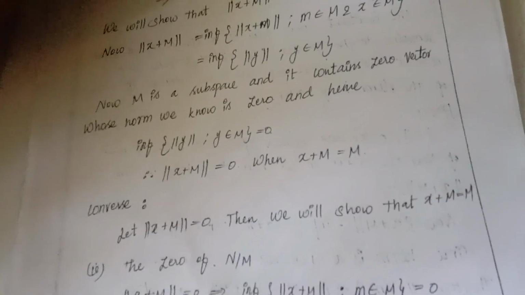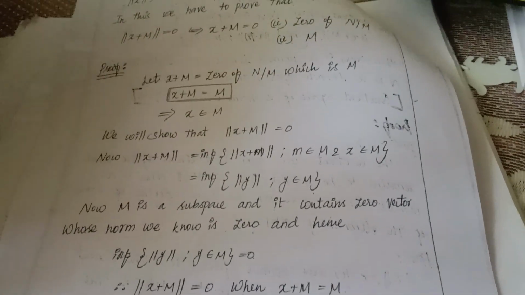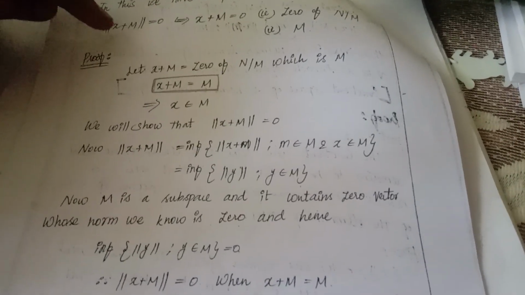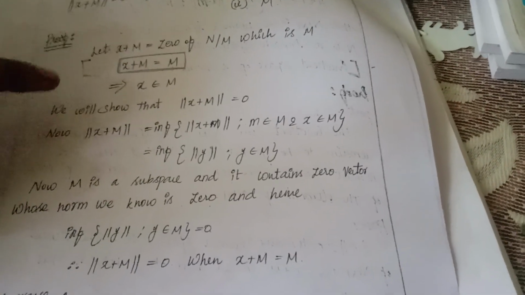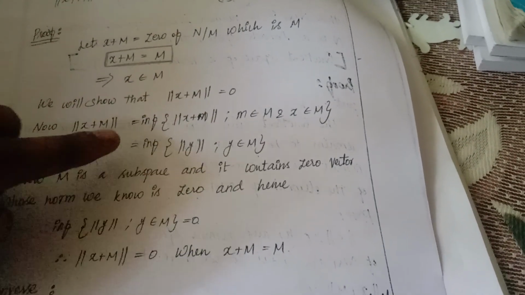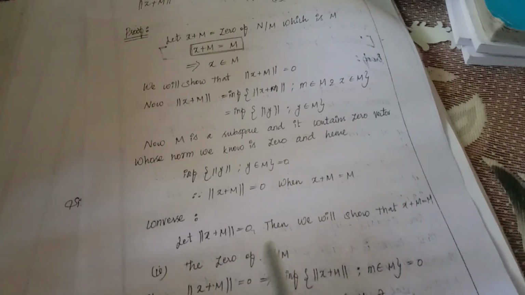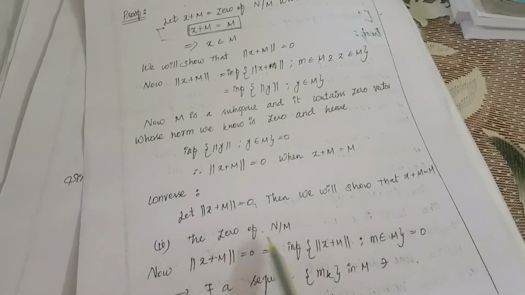We take x plus M equal to capital M, which is the 0 of X by M, and then we have to prove that norm of x plus M equals 0. So we take x belongs to M, and we shall show that norm of x plus M equals 0. Norm of x plus M can be written as the infimum of this value, which can be taken as norm y, and we know that a subspace contains 0. So the infimum of norm y, y belongs to M, equals 0, so norm of x plus M equals 0, when x plus M equals M. For the converse part, we take norm of x plus M equal to 0, and we have to prove that x plus M equals M, which is the 0 of X by M.